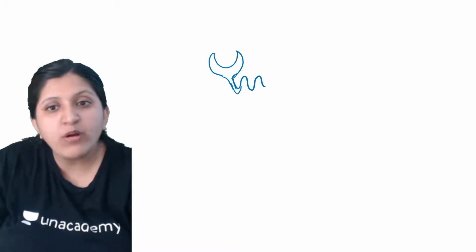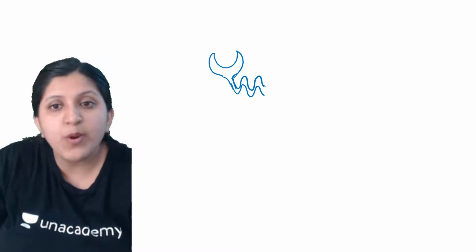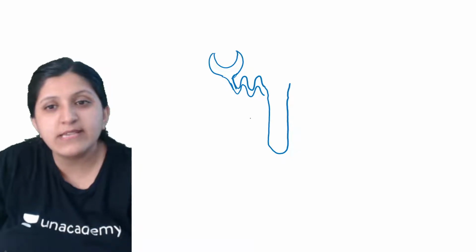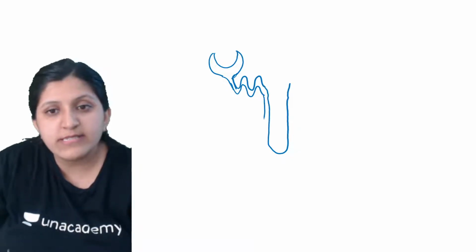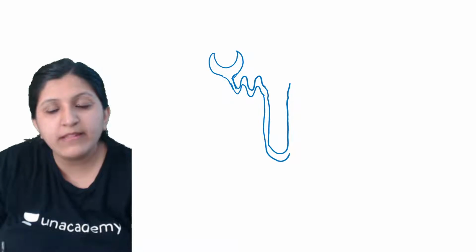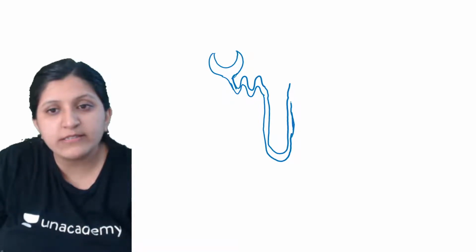So you can see there is a proximal convoluted tubule. This one is a proximal convoluted tubule. Then this one is forming a descending limb, then there is an ascending limb. So this is a descending limb. Then there is an ascending limb, and this one is an ascending limb.